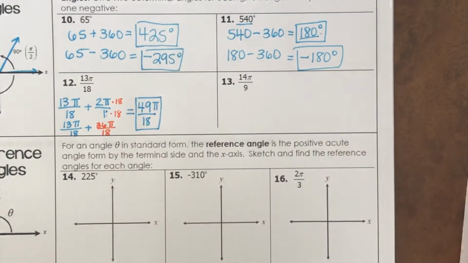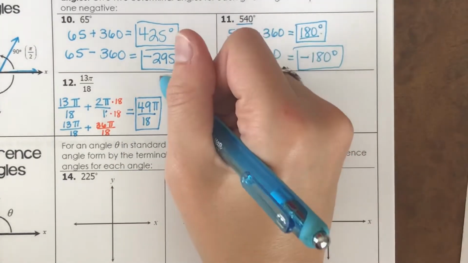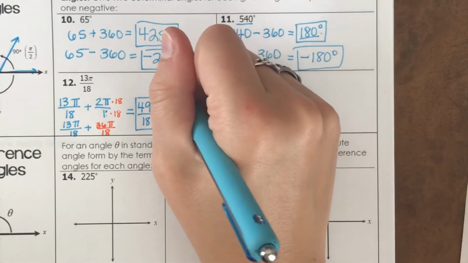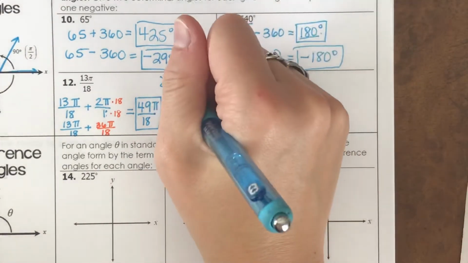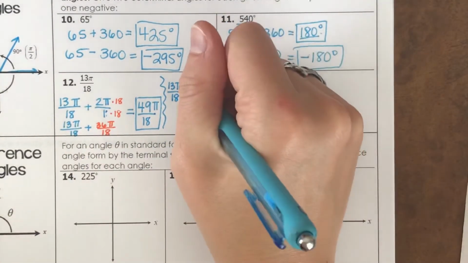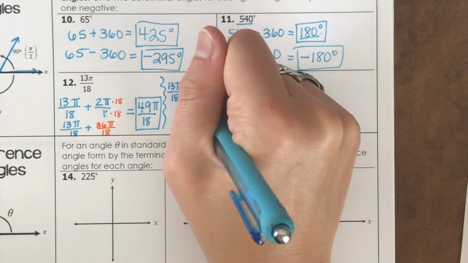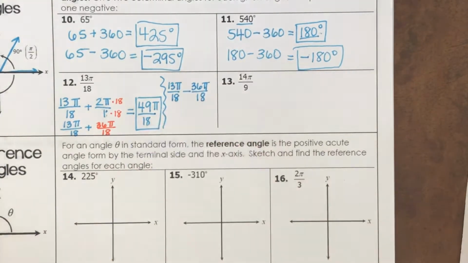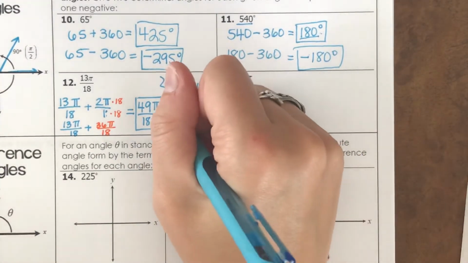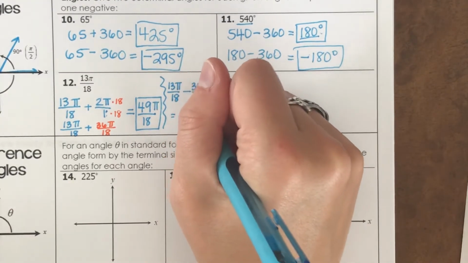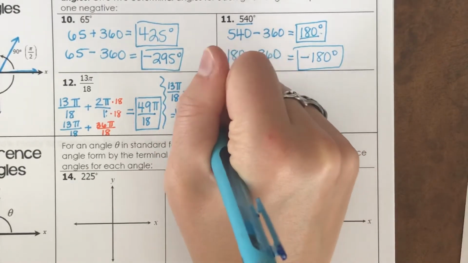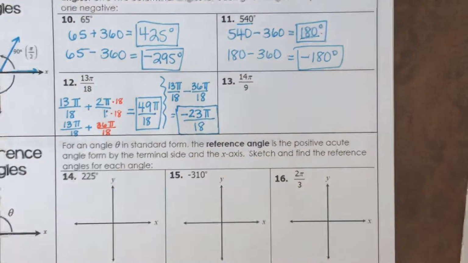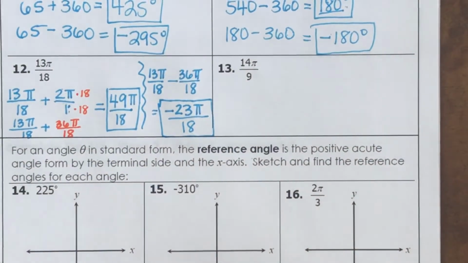There's my positive. To find the negative, I'm going to do 13 pi over 18, and I'm going to subtract 2 pi, but I'm not going to subtract it as 2 pi. I'm going to subtract 36 pi over 18, right? Because I want them to have the same denominator. So when I subtract those, I end up getting negative 23 pi over 18, which looks like a crazy number, but we could always change it into a degree if we really wanted to. Okay, now let's do the same for number 13.